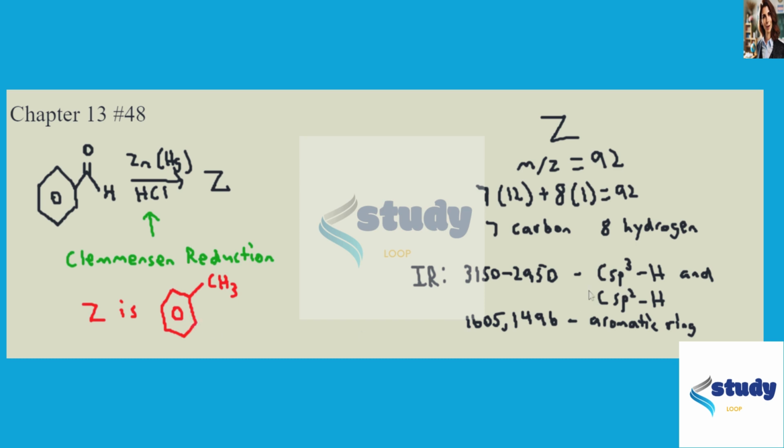One thing to note from the IR is that there is no carbonyl stretch, which would be roughly 1700. And we don't see that. And so that's a further piece of evidence that this aldehyde has been reduced, and we just have this alkane. And so that is the answer to number 48.